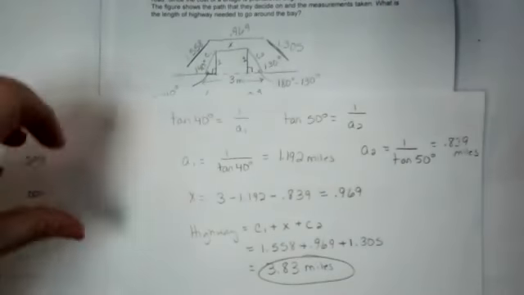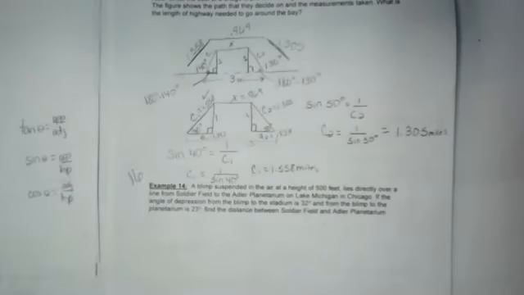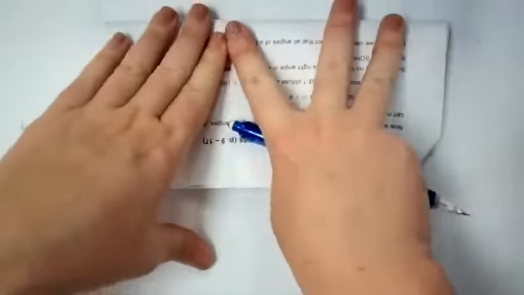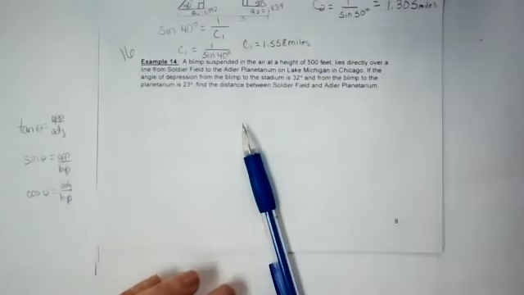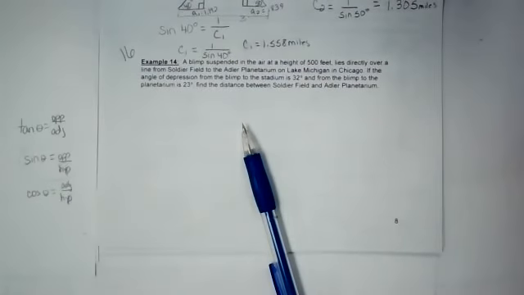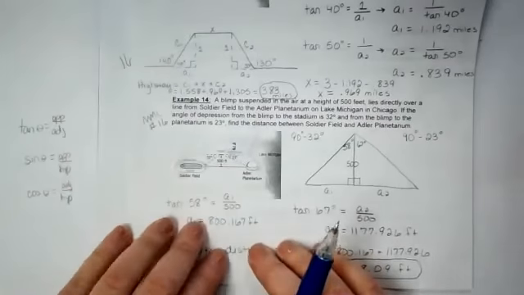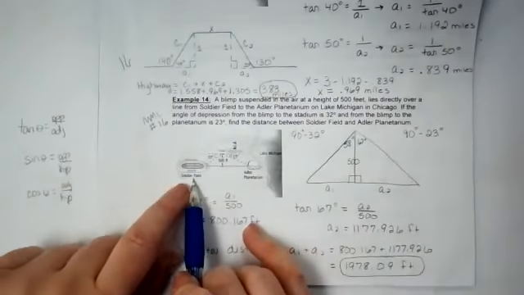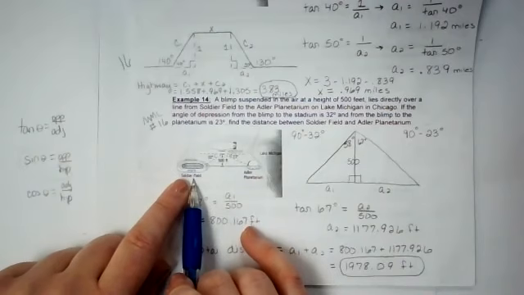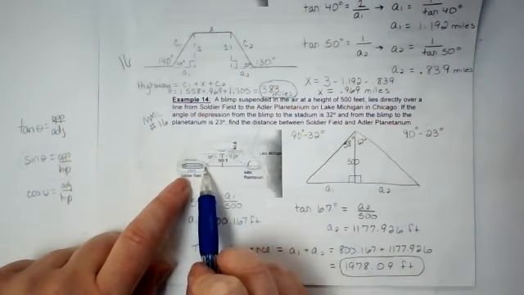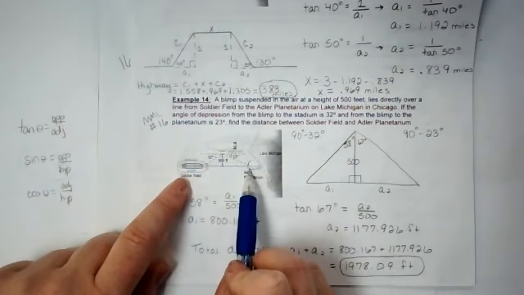All right, last problem then for this section is example 14. This is a blimp. And again, I apologize for not having a picture on here for you. So I'm going to have to go back and add all my little pictures to things, but here we go. Okay, so here's what's going on. This is Soldier Field in Chicago. This is the Adler Planetarium in Chicago, and they are 500 feet apart.